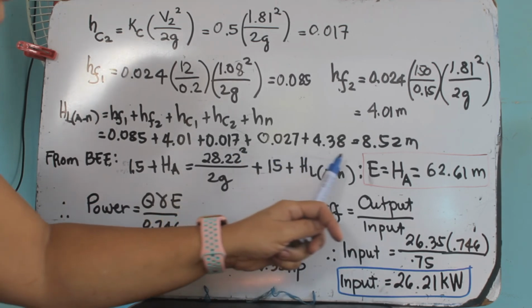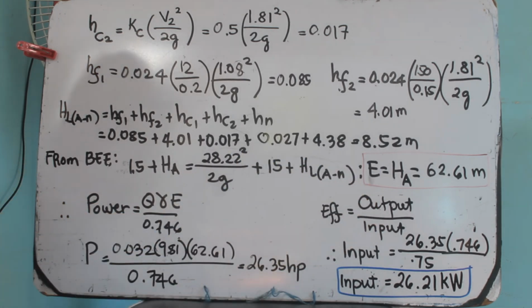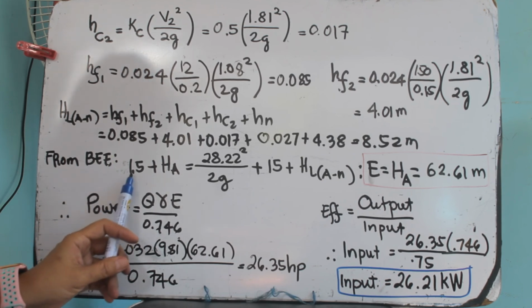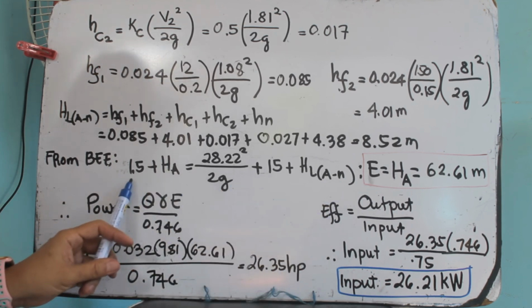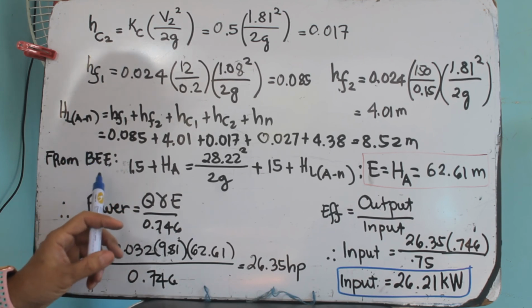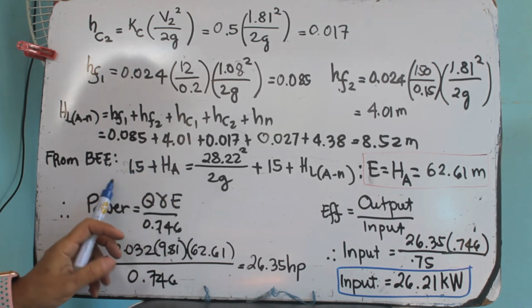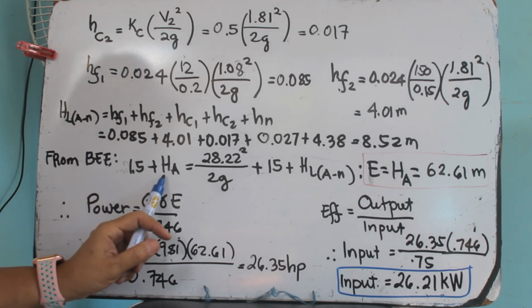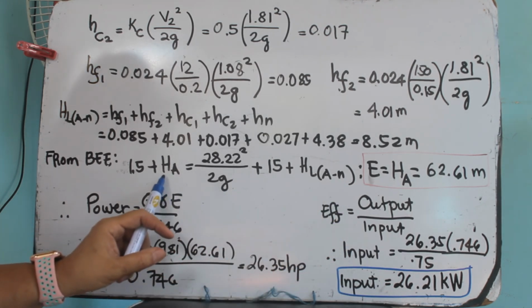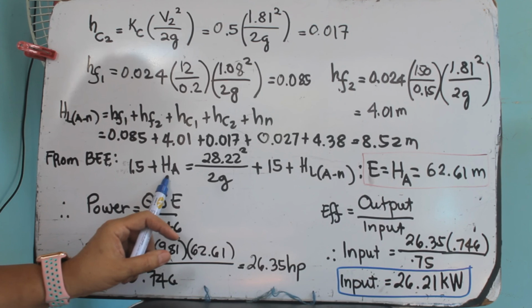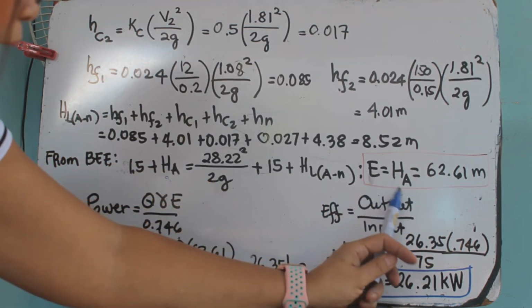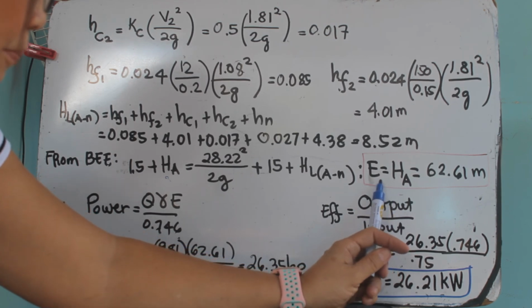In-accumulate natin yan, so the sum is 8.52. Now, going back to the Bernoulli's equation, ito yung kanina, so wala siyang velocity head at the reservoir and the pressure head at the reservoir, kinancel na natin. So, ito na lang. Okay? Nakuha na natin ito, the total head loss. So, what is the energy supplied by the pump? It is 62.61. Yun na lang yung energy or head added by the pump.